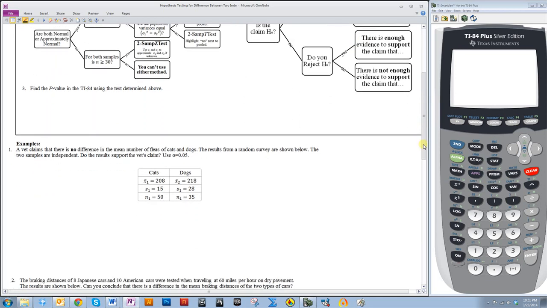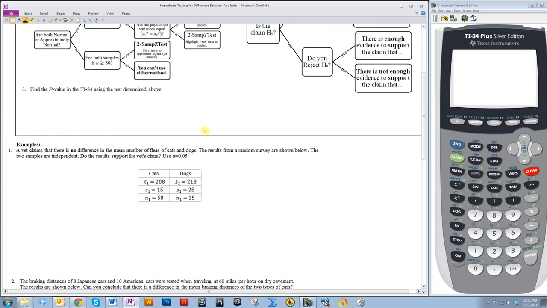So let's look at an example here. A vet claims that there is no difference in the mean number of fleas of cats and dogs. The results from a random survey are shown below. The two samples are independent. Do the results support the vet's claim?